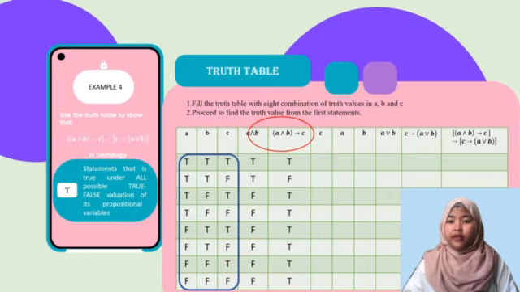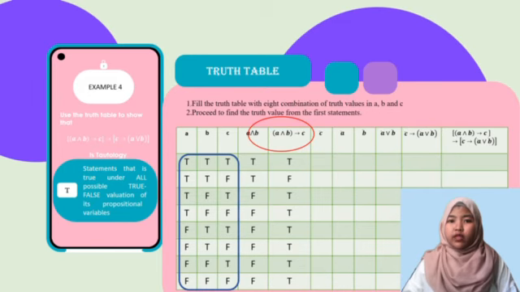The first thing that we need to do is fill the truth table with the 8 combinations of true-false values in A, B, and C. Start with row A. From top to bottom, we fill with true, true, true, true, false, false, false, false. As for B, it is true, true, false, false, true, true, false, false, and proceed to C: true, false, true, false, true, false, true, false. Then we need to do the first expression, which is A and B, which is true, true, false, false, false, false, false, false.